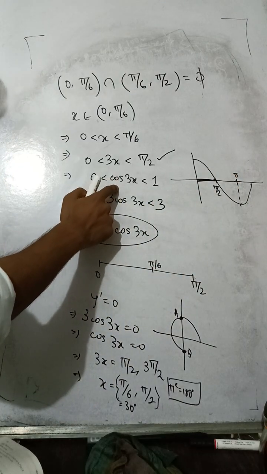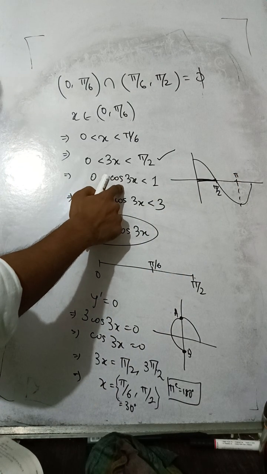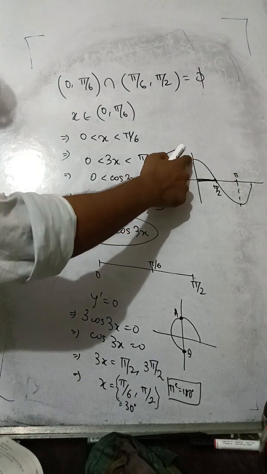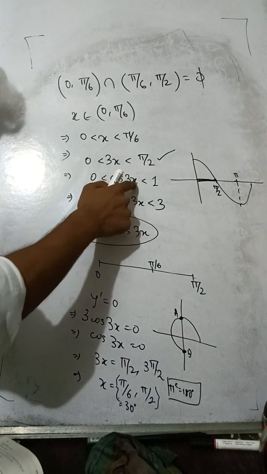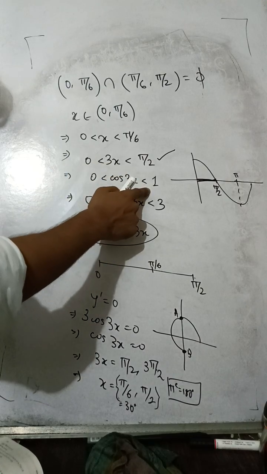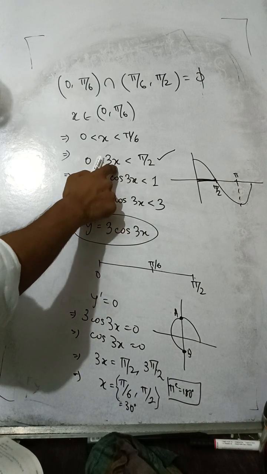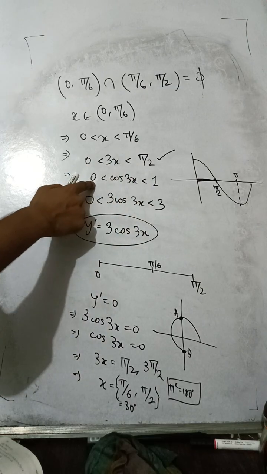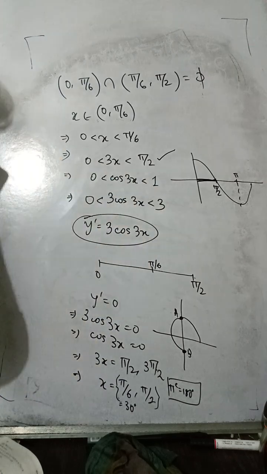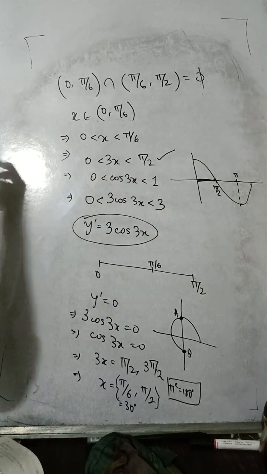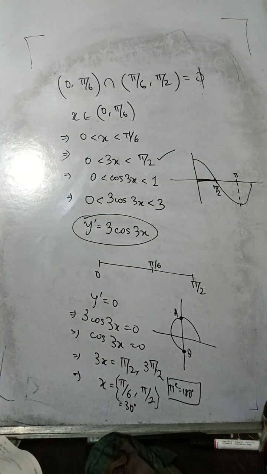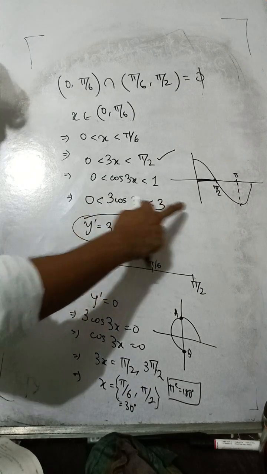So the moment we put cosine, the maximum value of cosine is basically 1, and that happens at 0. Whenever 3x is equal to 0 or very close to 0, it will be very close to 1. And whenever 3x is very close to pi by 2, it will be 0. So that is the reason cos 3x will be between 0 and 1, and hence 3 cos 3x will be between 0 and 3. The important thing is 3 cos 3x is finally positive.